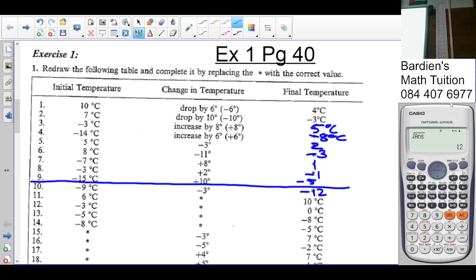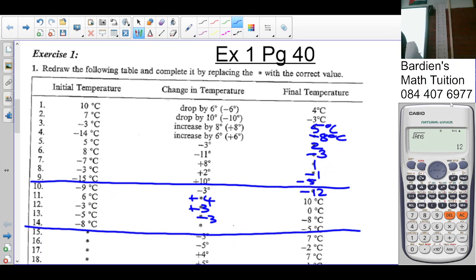Now 6 to 10. How do we get from 6 to 10? It's plus 4. -3 to 0. Plus 3. -5 to 8. You're dropping by 3. -8. Just drawing a line here to be a guide. -8 plus 3 gives us -5. You all agree with that?